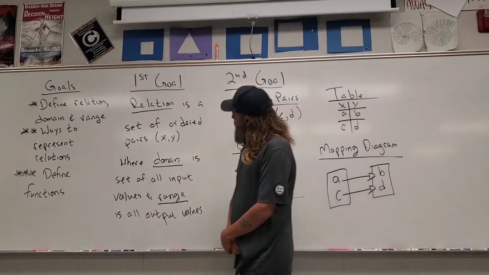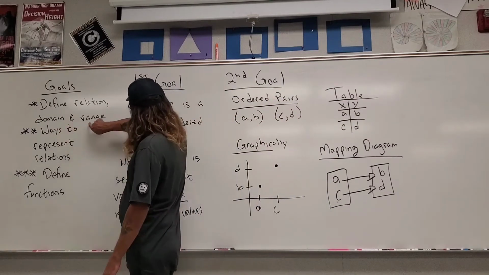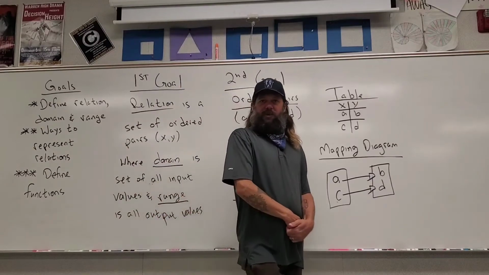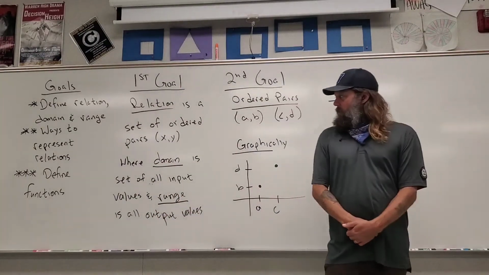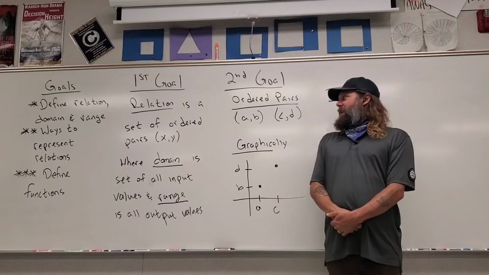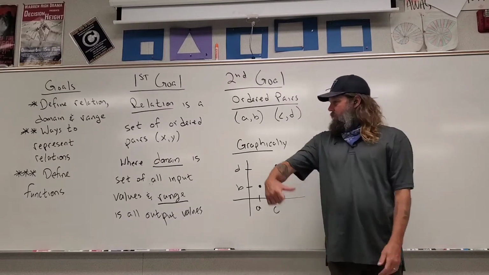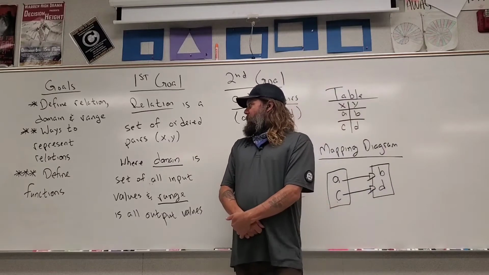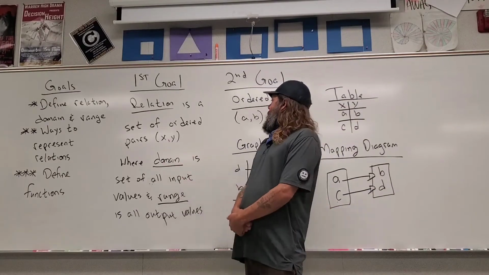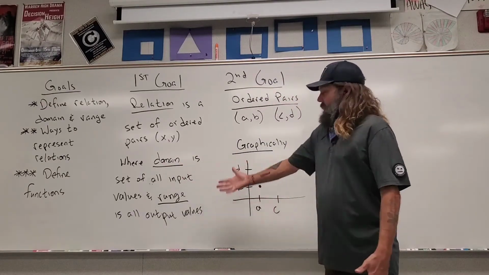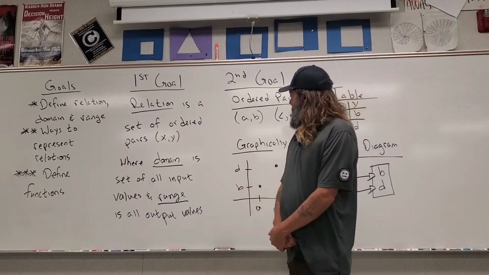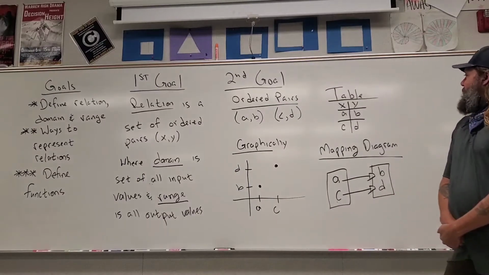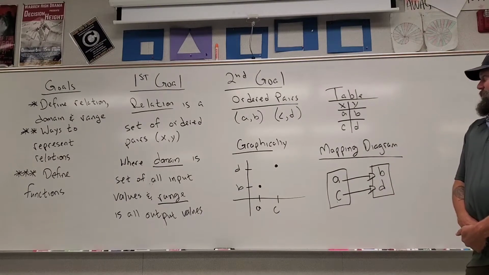I'm going to wait a little bit to talk about what domain and range are as I work through the ways to represent relations. Now, we've seen domain and range. Domain is the set of inputs, range is the set of outputs, that was mentioned in the last lesson. But we'll see a little bit more with this. I actually wrote that on the board. Okay, there we go.